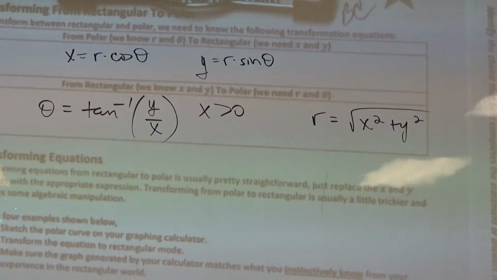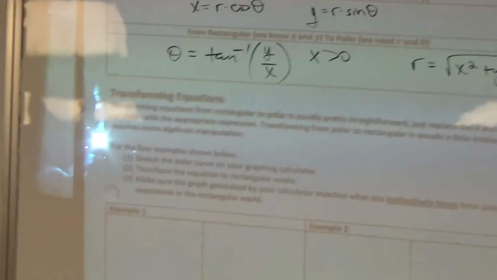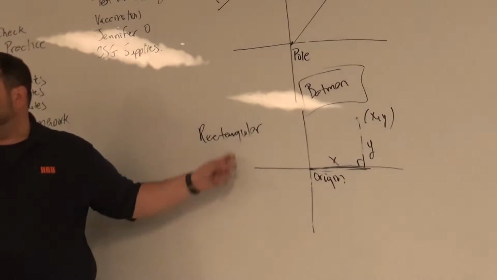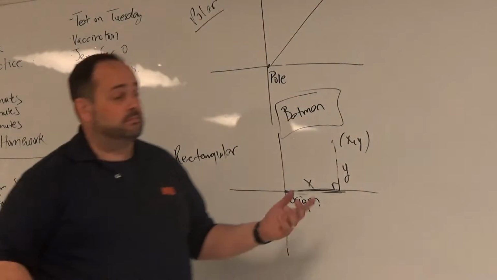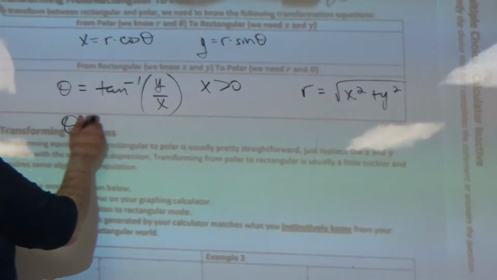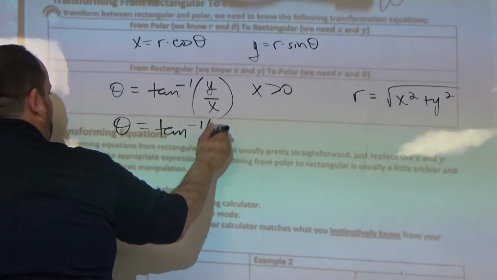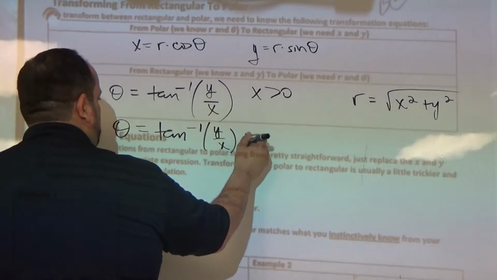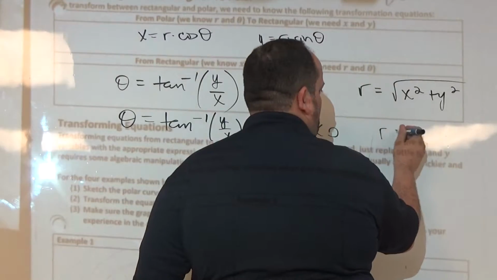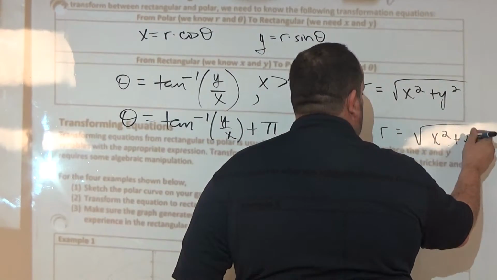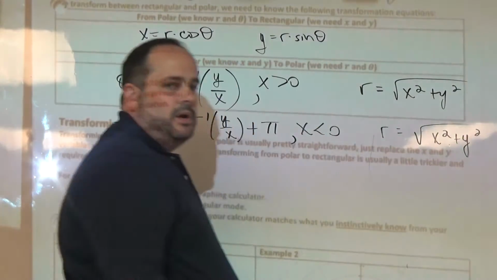That's clearly an R. Okay. So quadrants 1 and 4, theta equals arctan y over x. Now the question is, what happens if you're going to be over here? How do you get there? You add a pi. It's really just by adding pi. So theta is going to be arctan y over x plus pi if x is less than 0, and r is still the square root of x squared plus y squared.